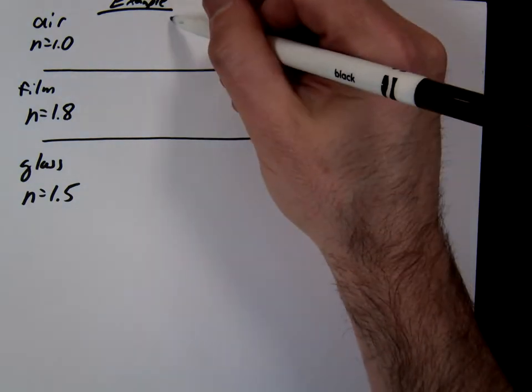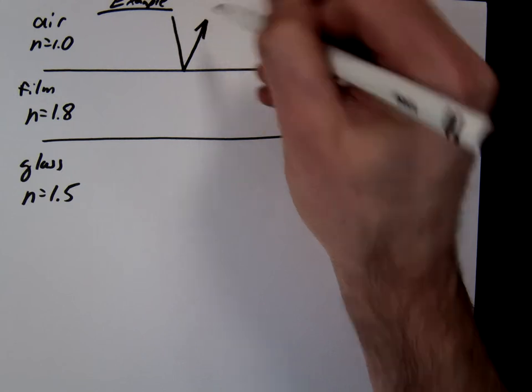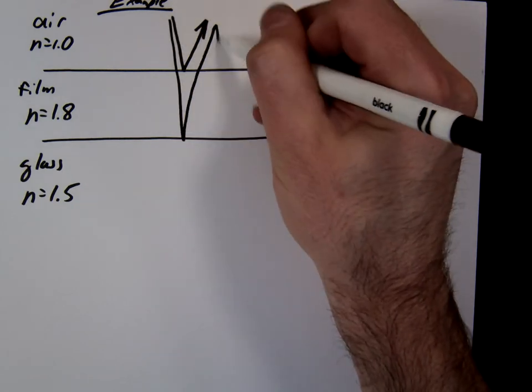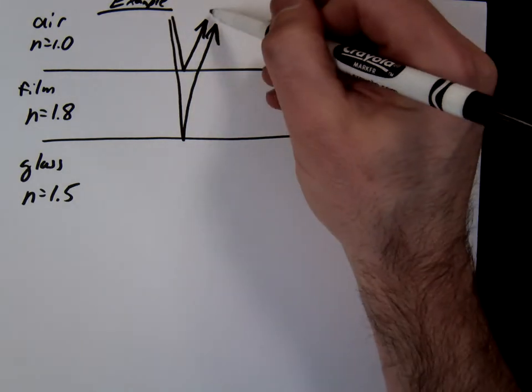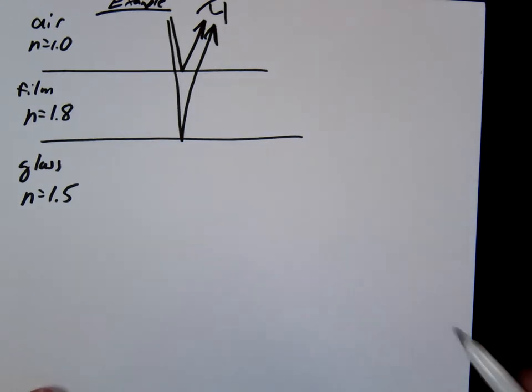Okay, so in this problem, again, we have light coming down. It's going to reflect at one boundary. We have light coming down. It's going to reflect at a second boundary. We want to see what happens when they both come together into my eyes. So maybe the question might be something like this.